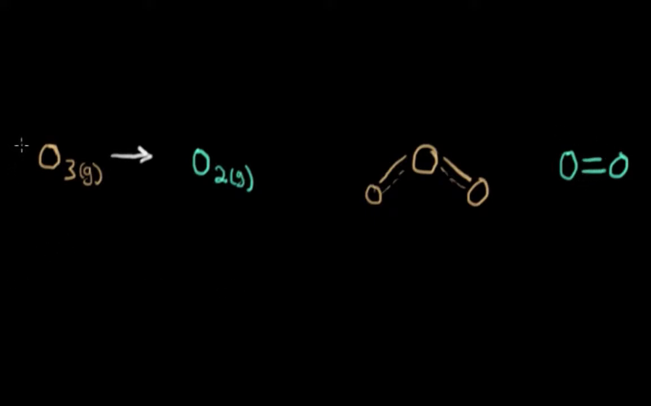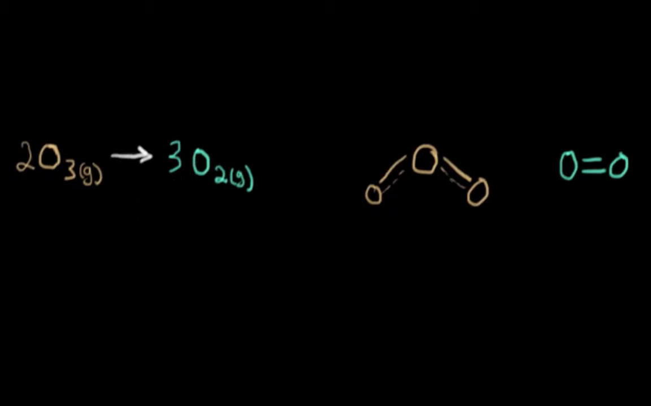So before I go any further, let me make sure I have a nice balanced formula. I'm going to put a coefficient of 2 in front of the ozone, and in front of the oxygen, I'll put a 3. So 2 times 3 is 6 oxygen atoms. Here we have 3 times 2, that's also 6 oxygen atoms, so this is our balanced equation.